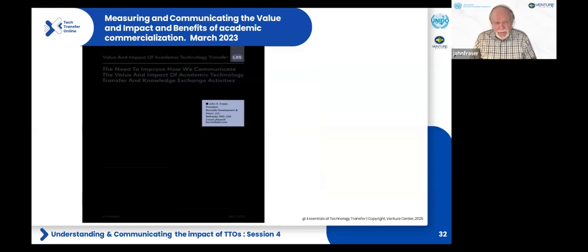A little hard to read, but this is an article I wrote for Les Nouvelles, and it's entitled Measuring and Communicating the Value, Impact, and Benefits of Academic Commercialization. It was published in Les Nouvelles, March 2023, where, again, I capture much of what I've been talking about and make it available for wider distribution so that people can understand the benefits of what is going on.